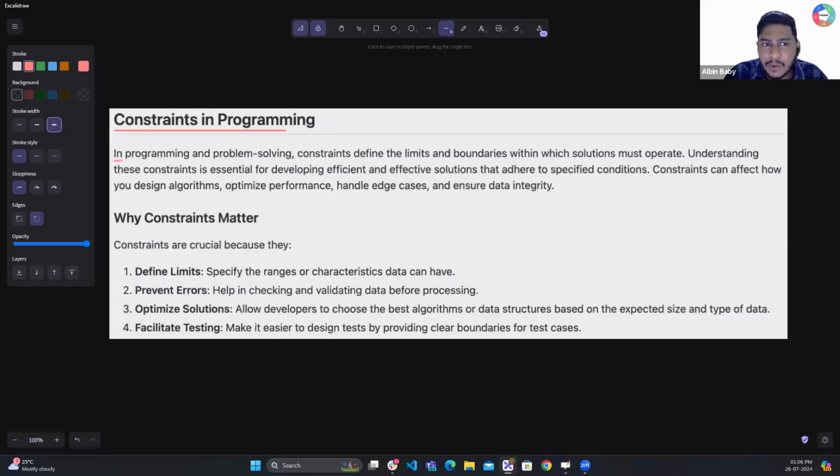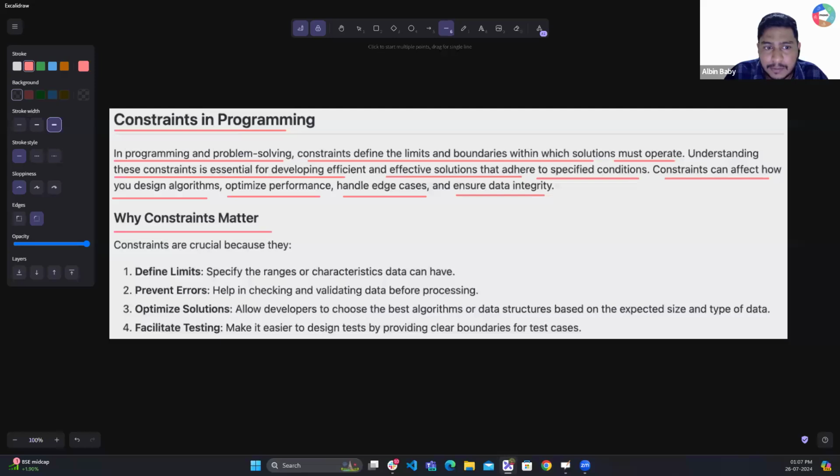Okay, in programming and problem solving, constraints define the limits and boundaries within which solutions must operate. Understanding these constraints is essential for developing efficient and effective solutions that adhere to these specified conditions. Constraints can affect how you design algorithms, optimize performance, handle edge cases, and ensure data integrity.